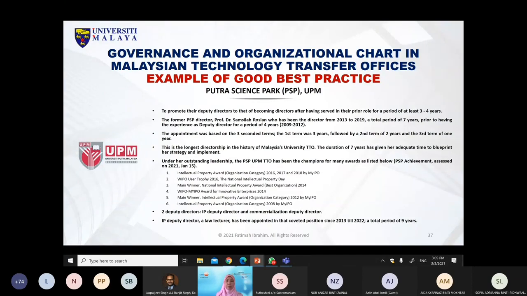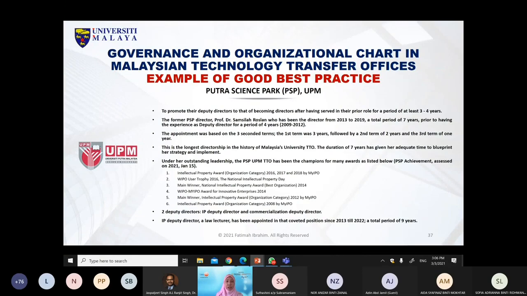Looking at the former Putra Science Park director, Prof. Shamsila Roslan, she was in the technology transfer office in UPM for a total of 11 years: 7 years as director and, prior to that, 4 years as deputy director. A very good policy imposed by UPM is that each appointment is based on 3 terms. If someone is appointed as director, the first term is 3 years, the second term is 2 years, and the third term is 1 year. Therefore, the director will stay in the position for 7 years. This is the longest directorship in the history of Malaysian university tech transfer offices. The 7 years gave her adequate time to blueprint her strategy and implement it.